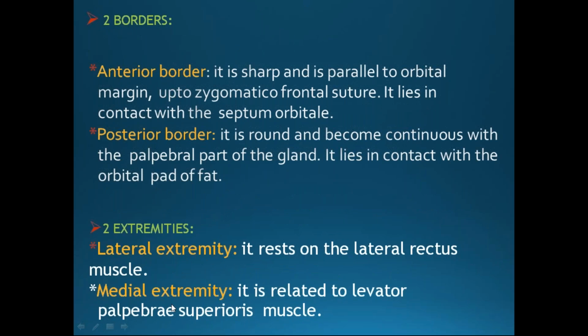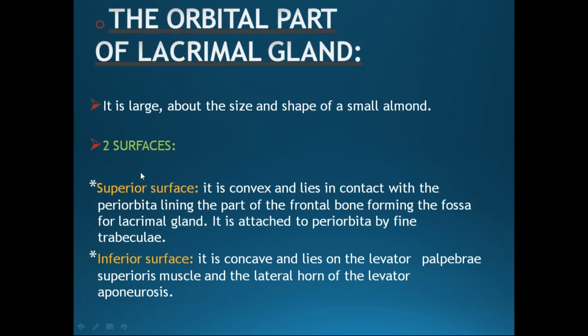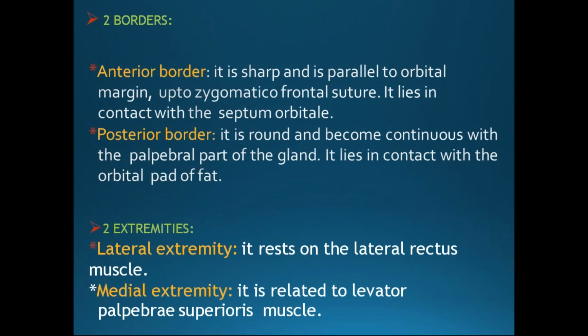The orbital part has two surfaces, two borders, and two extremities. The two surfaces are the superior surface and the inferior surface. The superior surface is convex and lies in contact with the frontal bone, forming the fossa of the lacrimal gland. The inferior surface is concave and lies above the LPS muscle, the lateral horn of the LPS. The anterior border is sharp and parallel with the orbital margin up to the zygomatico-frontal suture, in contact with the orbital septum. The posterior border becomes continuous with the palpebral part of the lacrimal gland.